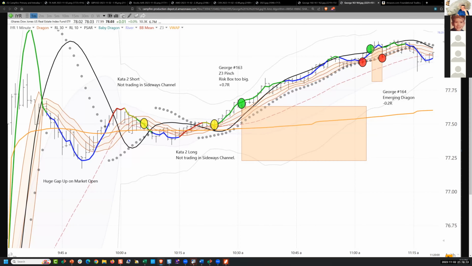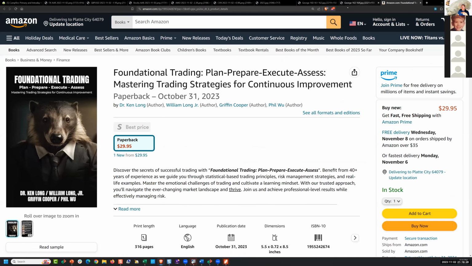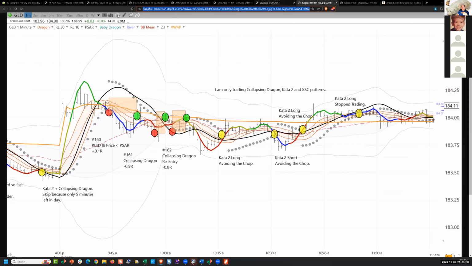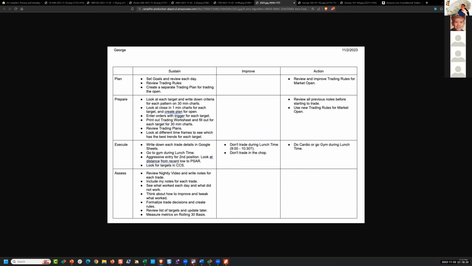I think we could have been long here. But he waits for the Z3 to begin to expand. There was probably a second position available here, but he's waiting for 2R. So he cuts the loss quick. So that's a pretty good day at work. And that's George's day. So good looking work from the boys all the way around.